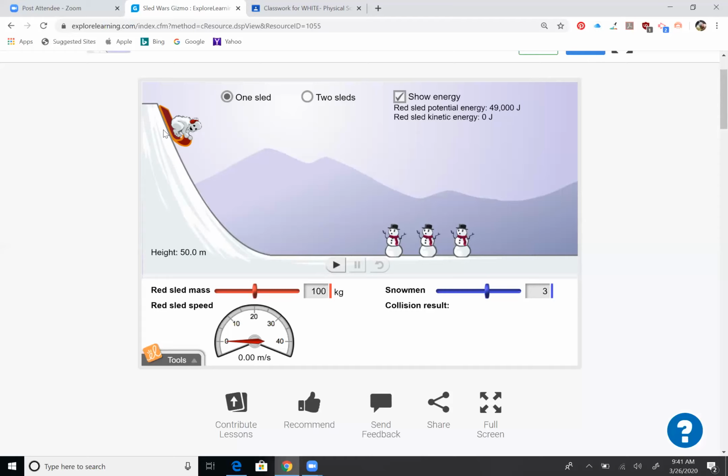How does potential energy change when mass increases? We're going to leave them there so we see what the potential energy is, and we're going to increase the mass. We can see that it went up significantly, up to 98,000. So it increases.